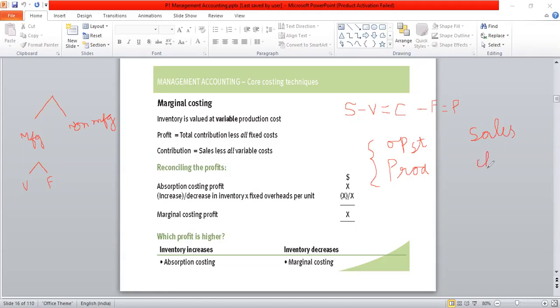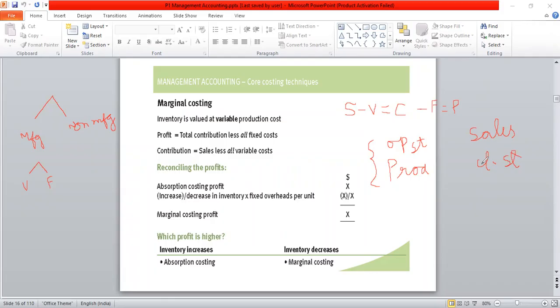So what does absorption costing do? Absorption costing calculates the total manufacturing cost incurred in terms of the variable component, and the fixed component is taken into consideration, and the cost for the closing stock is proportionately calculated. For the sales, what is the cost of goods sold? It includes variable and fixed cost. Similarly, for the closing stock also, it would include variable and fixed manufacturing cost.